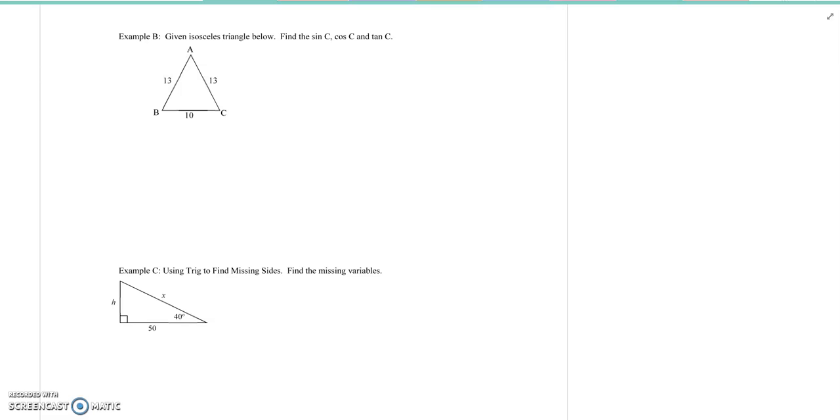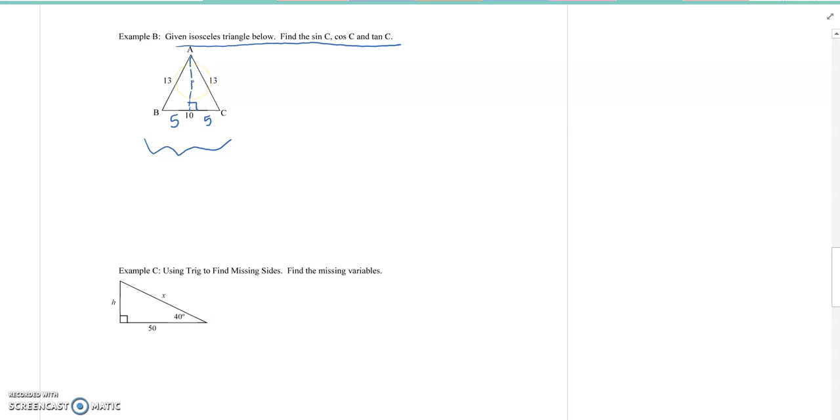This next problem gives us an isosceles triangle and asks us to find the sine of C, cosine of C, and the tangent of C. Well, the problem we have right now is we have no right triangle. So we need to create a right triangle. Well, we know with an isosceles triangle, if you drop an altitude, that's a median and an altitude, and so it bisects it. So that means this side is 5 and this side is 5.